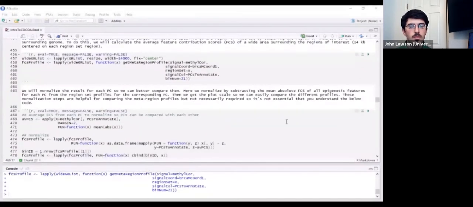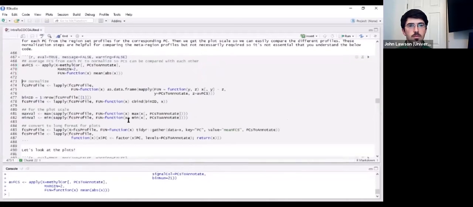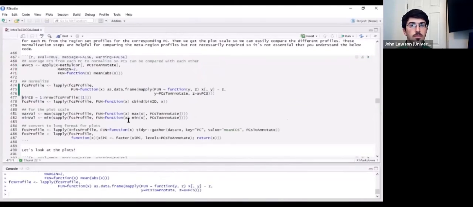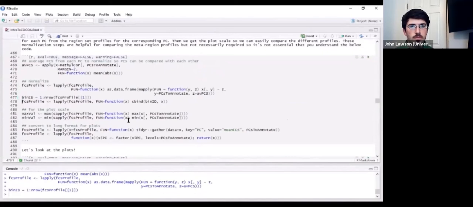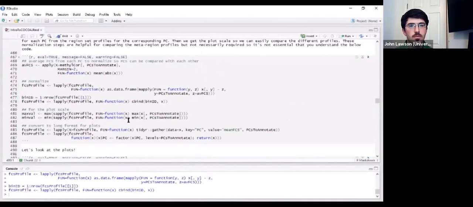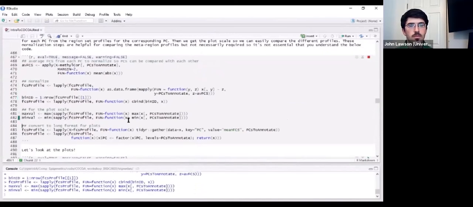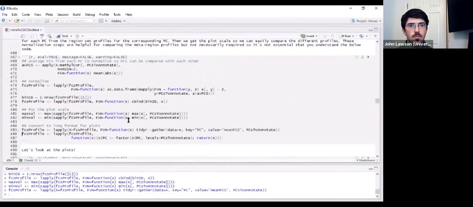Basically, we're aggregating within bins to account for the sparse data. Next, we're going to do some normalization so that we can compare these meta-region profiles from the different region sets and principal components. So here we're just taking the average feature score for each principal component and then subtracting that from the profiles. After that, we're just getting some common scaling parameters for the plots so that we can see them on the same scale.